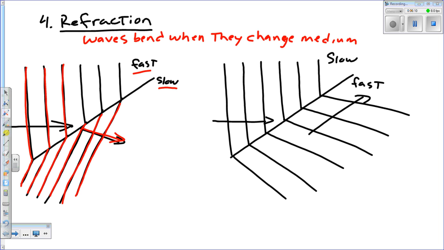Now, going from a slow to a fast medium, they're going along do do do do do do do, and all of a sudden the fast medium allows them to go faster, so the people over here speed up, and the longer they're in this medium, the farther ahead they're going to get, and that changes the direction of the wave. So refraction, waves bend when they change medium. In other words, they change direction. Okay.